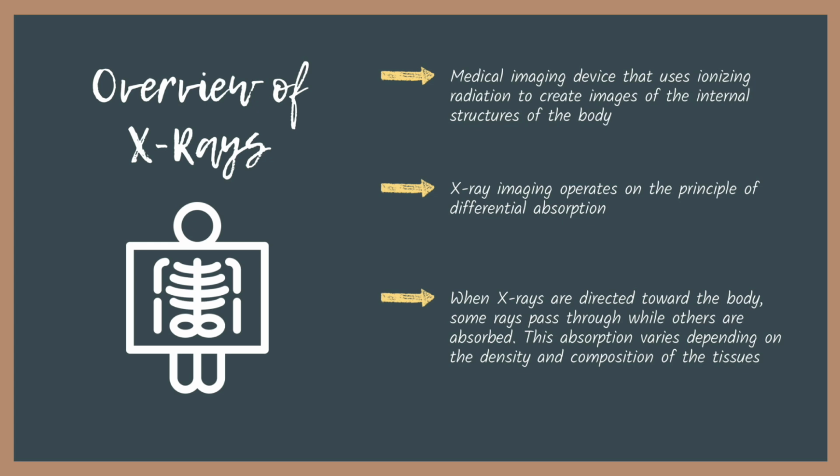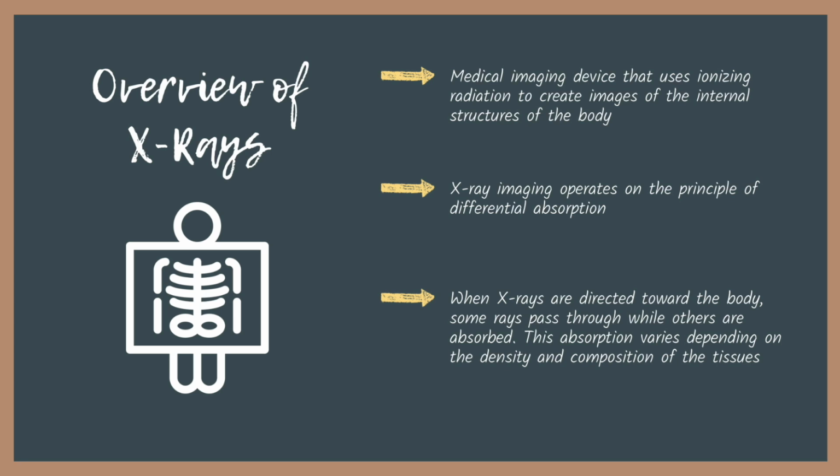All right, so let's talk a little bit about X-rays now. An X-ray machine is a medical imaging device that uses ionizing radiation to create images of the internal structures of the body. X-rays are primarily used to diagnose and evaluate a variety of conditions, particularly those that affect bones and certain soft tissues.